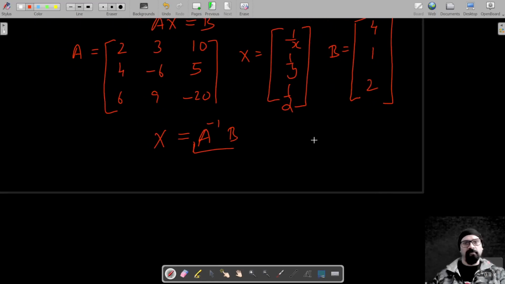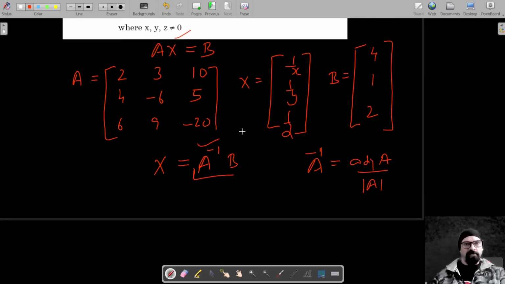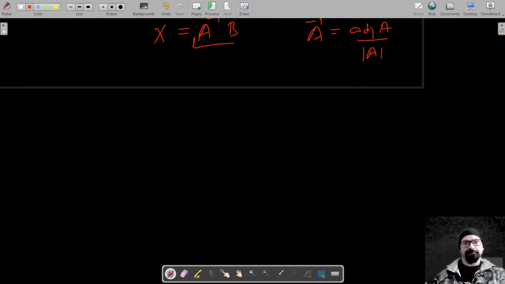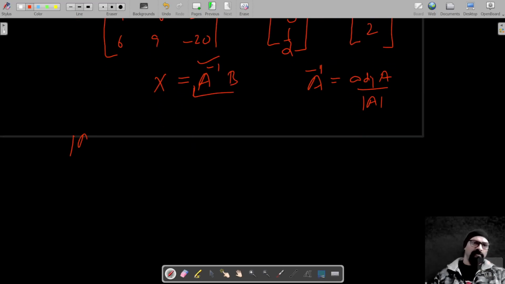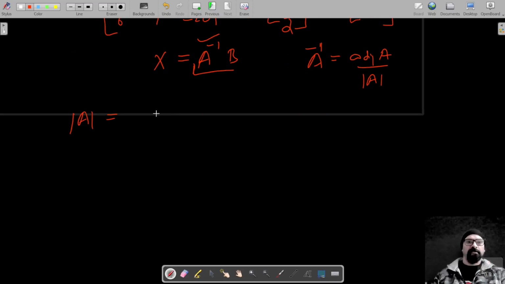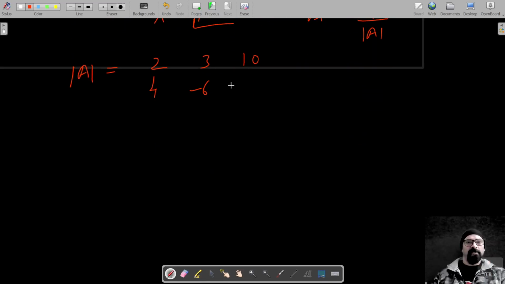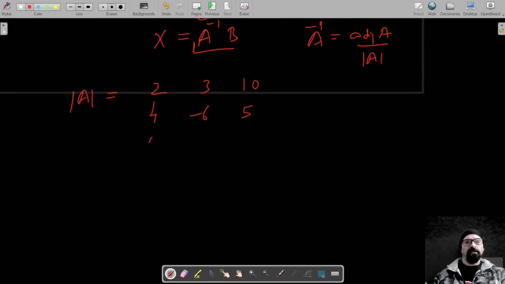And now we have to find A inverse. So A inverse is equal to adjoint of A divided by determinant of A. So let's find out the determinant of A and then the adjoint of A. So determinant of A is the determinant of 2, 3, 10, 4, negative 6, 5, and 6, 9, and negative 20.